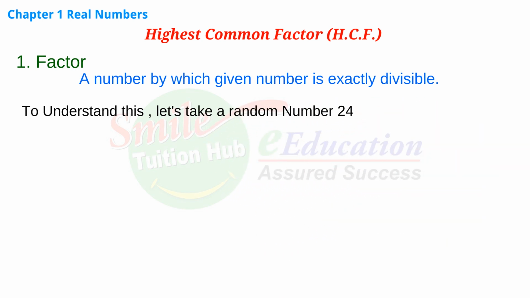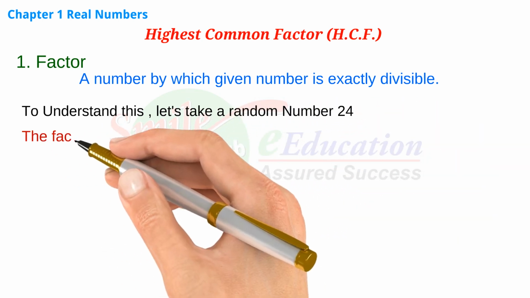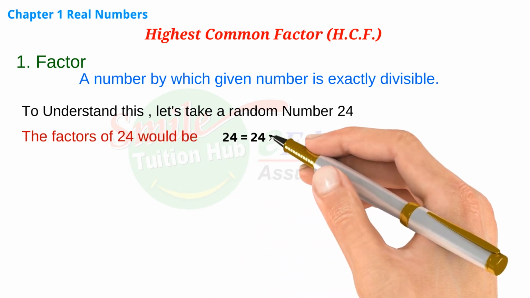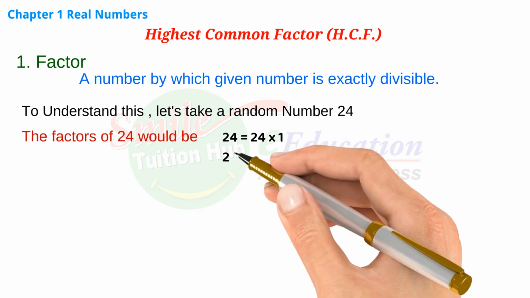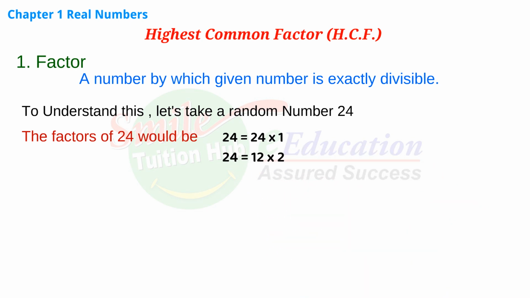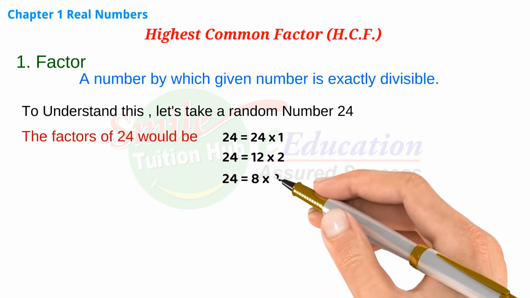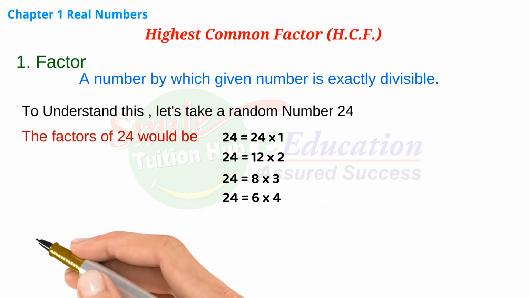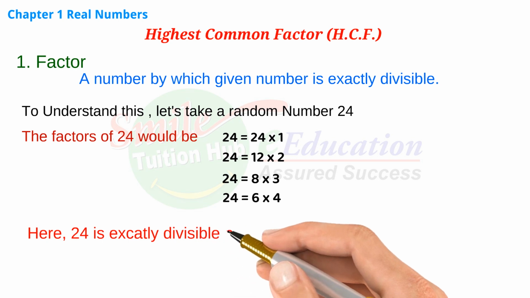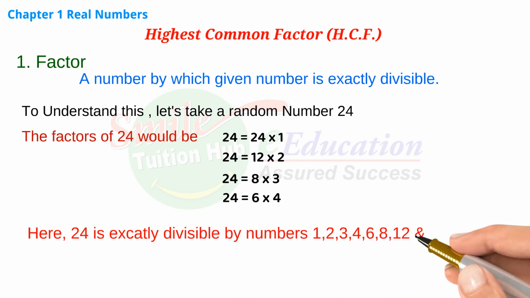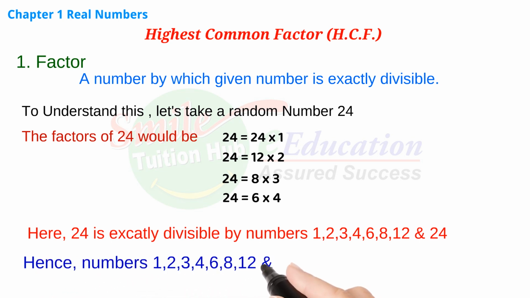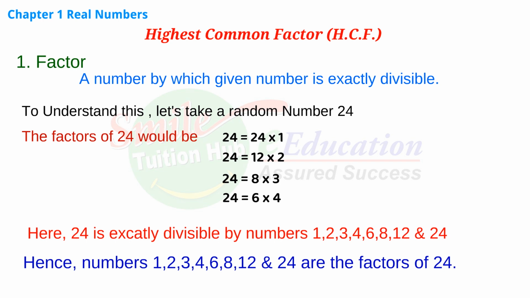To understand this, let's take a random number, 24. The factors of 24 would be: 24 equals 24 into 1, 12 into 2, 8 into 3 and 6 into 4. Here 24 is exactly divisible by the numbers 1, 2, 3, 4, 6, 8, 12 and 24. Hence, these numbers are the factors of 24.